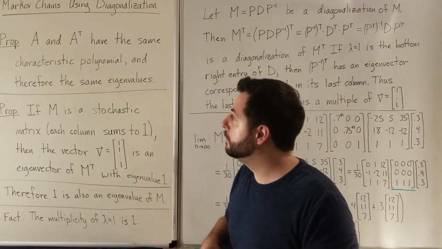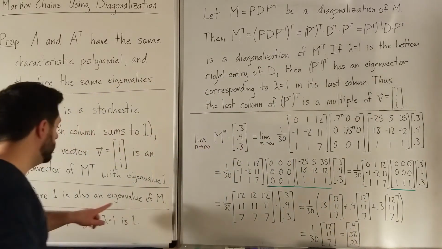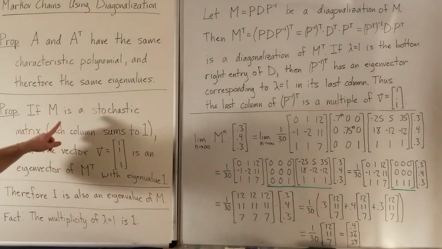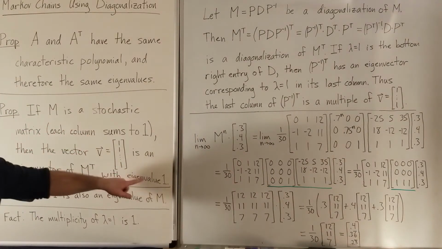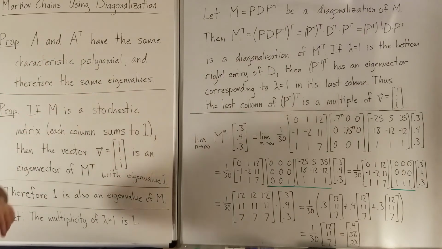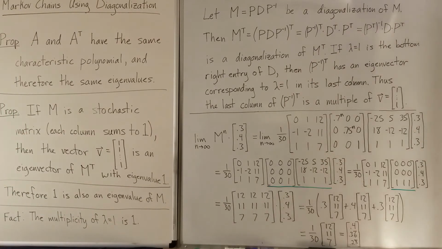So now combining these two propositions, we get that 1 must also be an eigenvalue of M. So remember, M transpose has an eigenvalue of 1, and A and A transpose have the same eigenvalues. Okay? I'm not going to prove this fact, but I will just state that the multiplicity of this eigenvalue, lambda equals 1, is 1. And we're going to need it, but the proof is a little bit too complicated for what we're doing, and so I'm going to omit it.